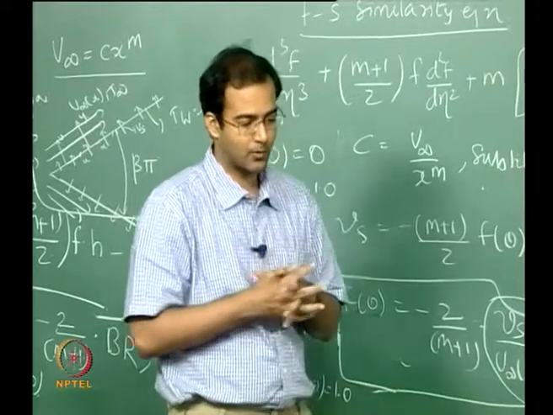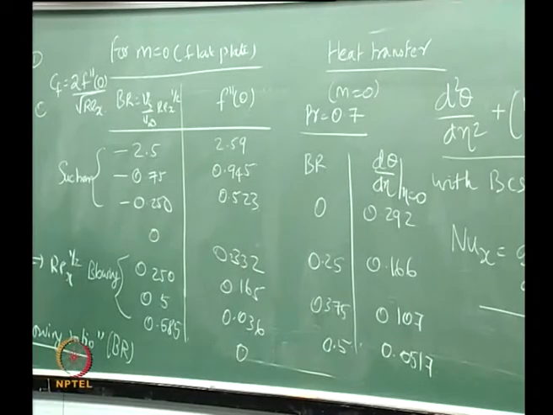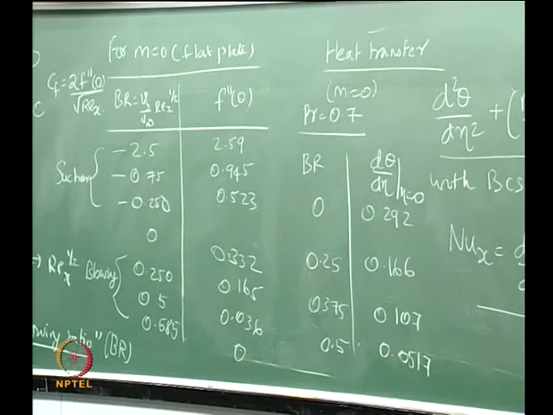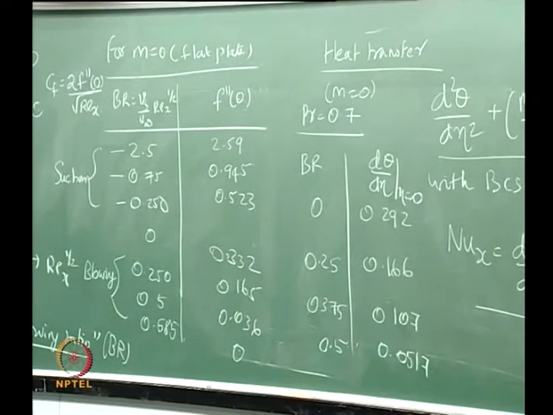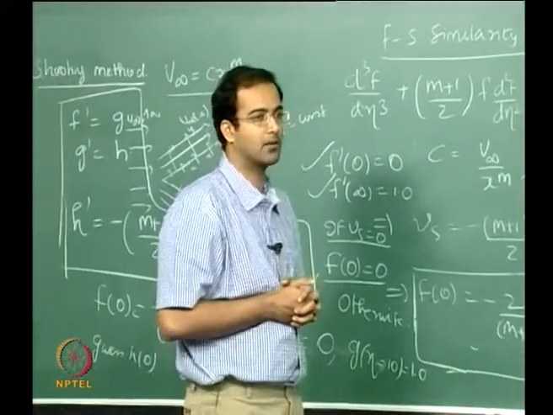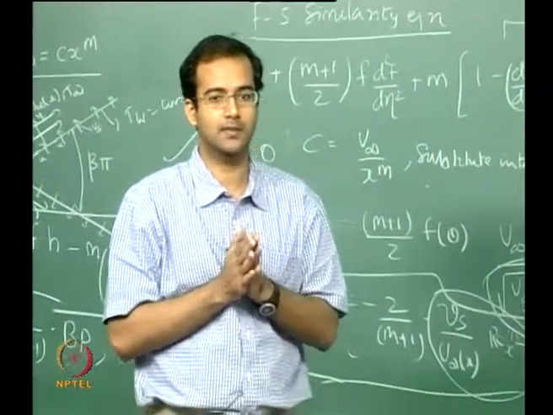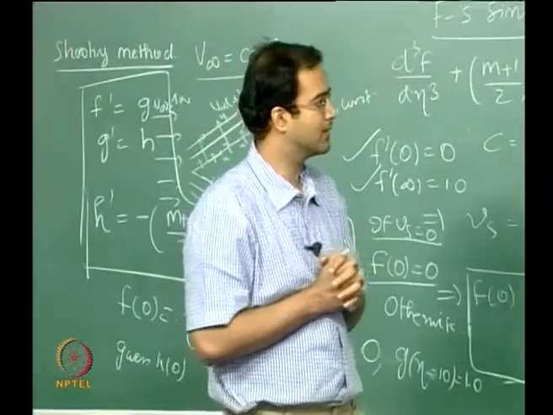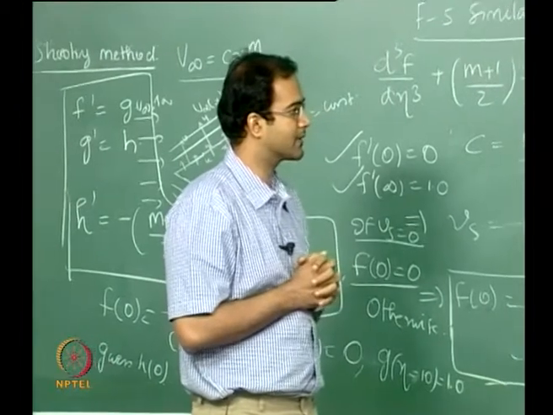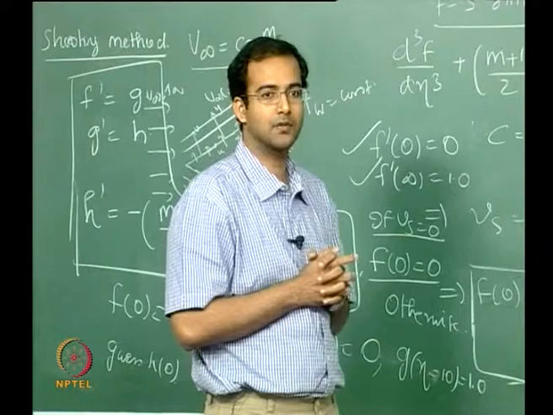Okay, so one more last topic we will see for similarity solution before we move on to integral methods. So far in the energy equation we have not accounted for the viscous dissipation effects. We have neglected them safely because we said we are looking for low speed flows. What if the viscous dissipation effects are also considered? Do we find a similarity solution for that case?